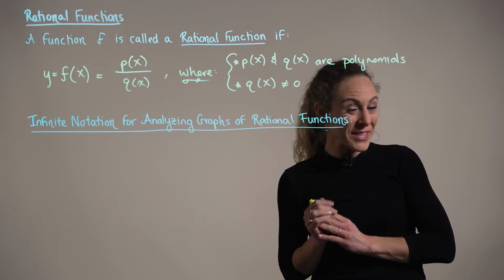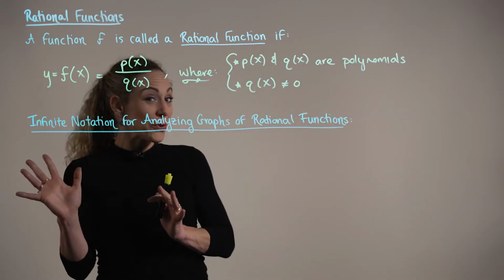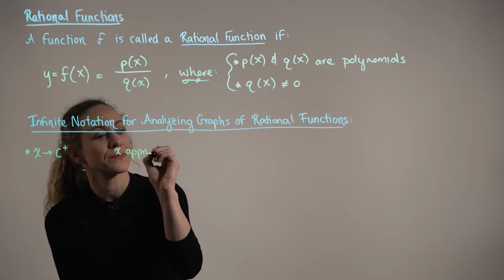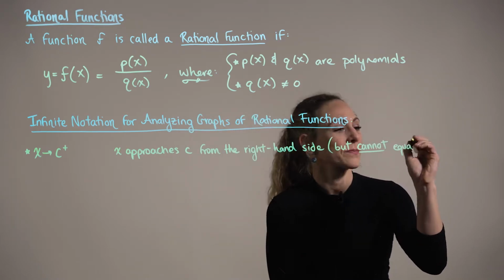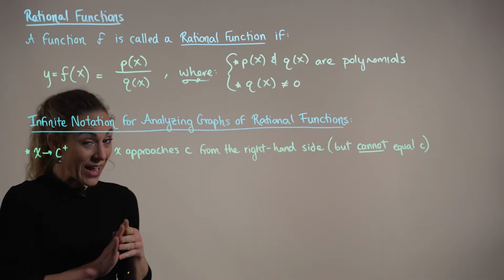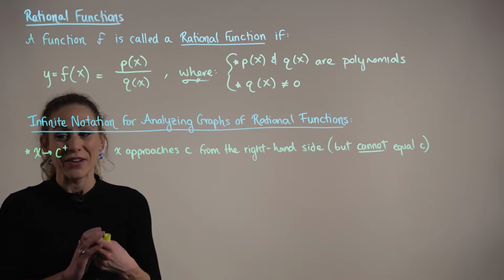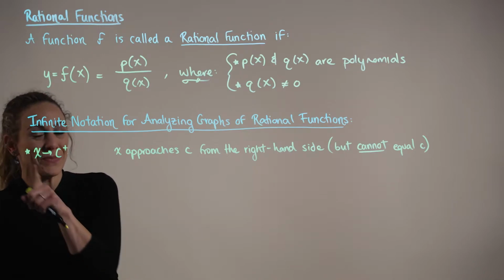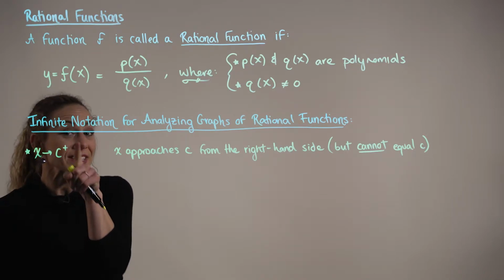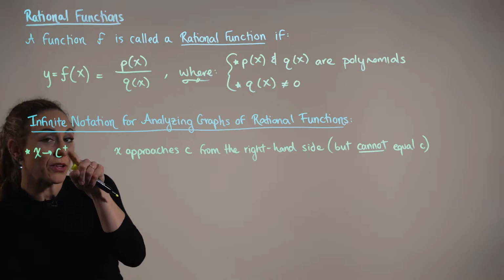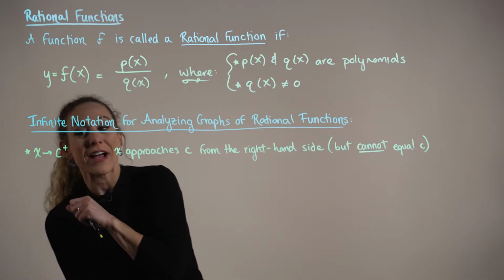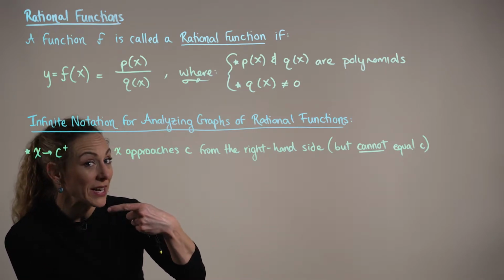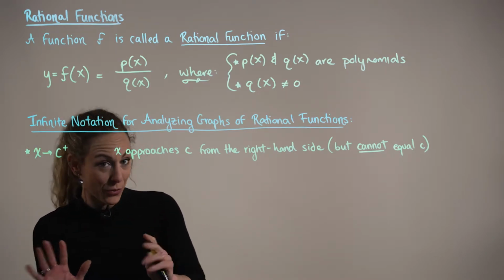To help us with this analysis, let's establish some new infinite notation for rational functions. For analyzing the graph's behavior at undefined values in its domain, we have the following left and right infinite notation. We have that x is approaching c from the right, with a little plus symbol in the exponent. So this is x approaching a constant c from the right-hand side, but x can never equal c.